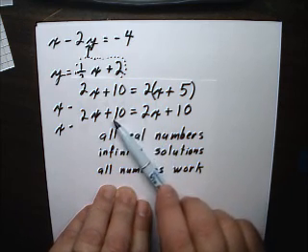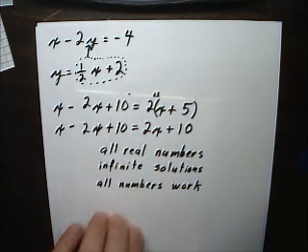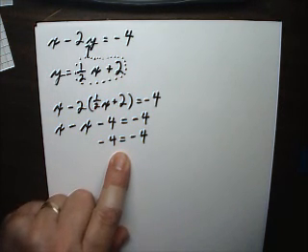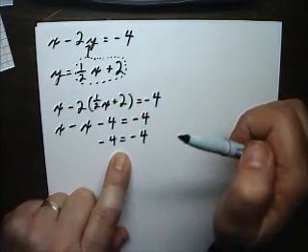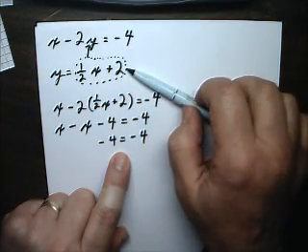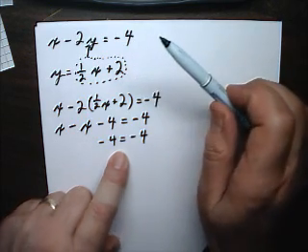And when that happens, when you get an identity like this, all real numbers will work. And that's the case here. We have an identity, negative 4 equals negative 4. So in this circumstance, all real numbers will work. And if you're wondering what's going on here, these two equations are really the same equation. So if you graph this line and you graph this line, you'll see that they are right on top of each other. They are exactly the same line.